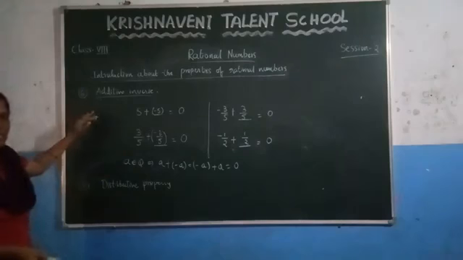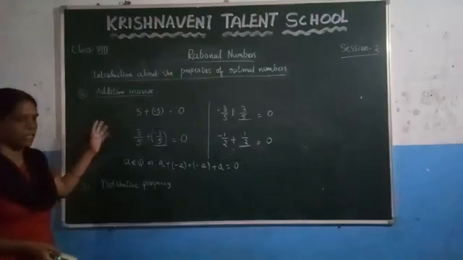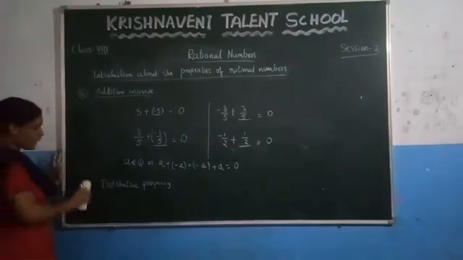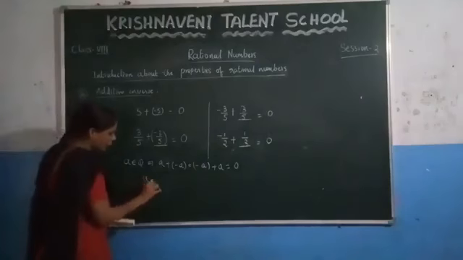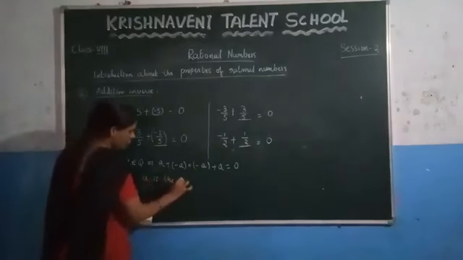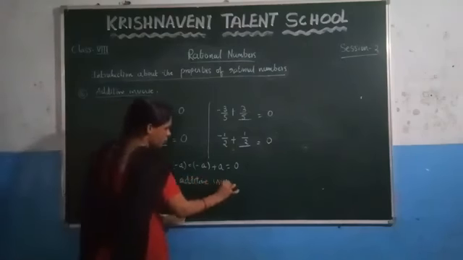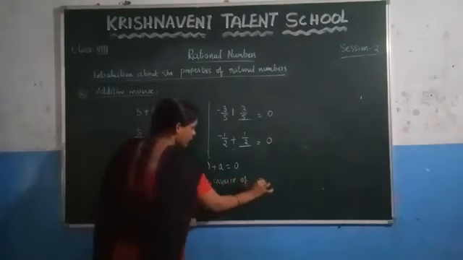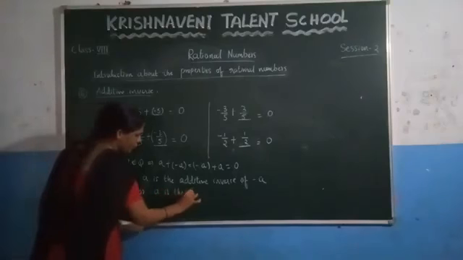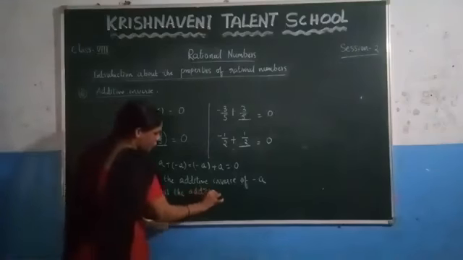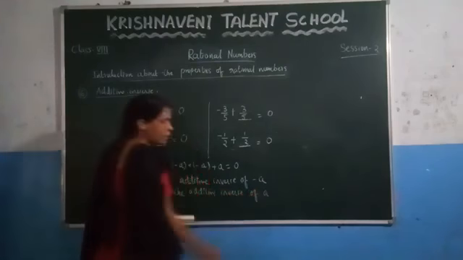Suppose they ask what is the additive inverse of 1 by 9. Then the additive inverse of 1 by 9 is minus 1 by 9. Like that you have to mention. And how do you write this here? A is the additive inverse of minus A, or we can write minus A is the additive inverse of A. Like that you can mention.